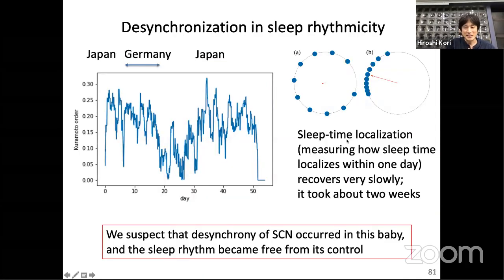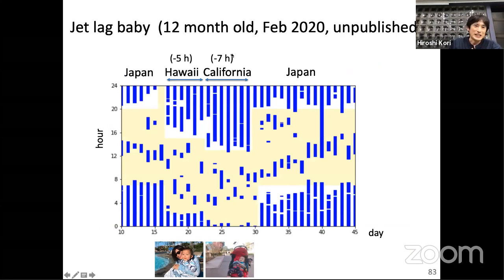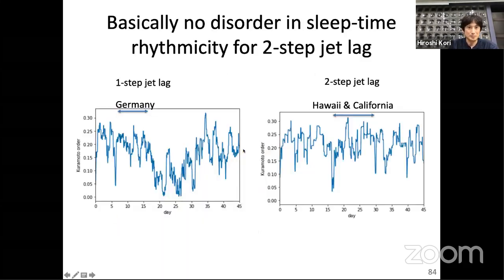And we made another experiment. So we took this baby to the US and we tried two-step jet lag. At first we went to Hawaii and then California. And we do not see any desynchrony in this sleep rhythm. He has minor problems here. He didn't sleep well, but basically it was okay. So our method works for this baby.